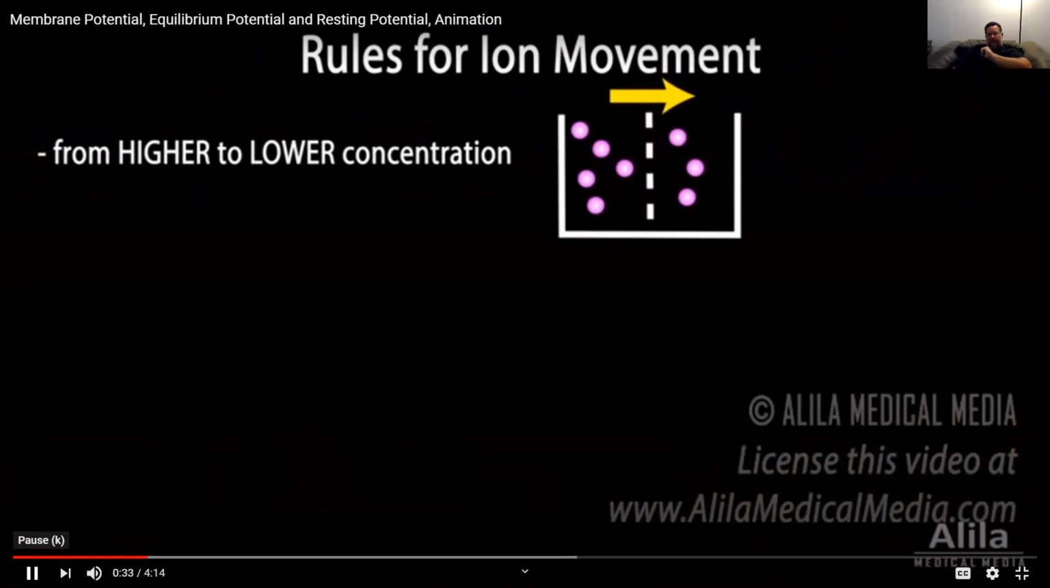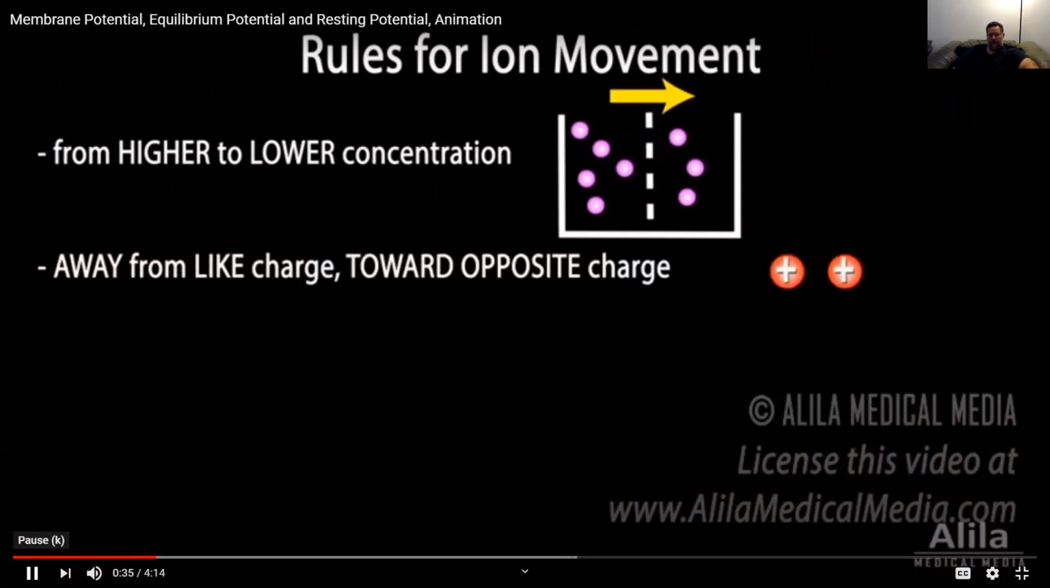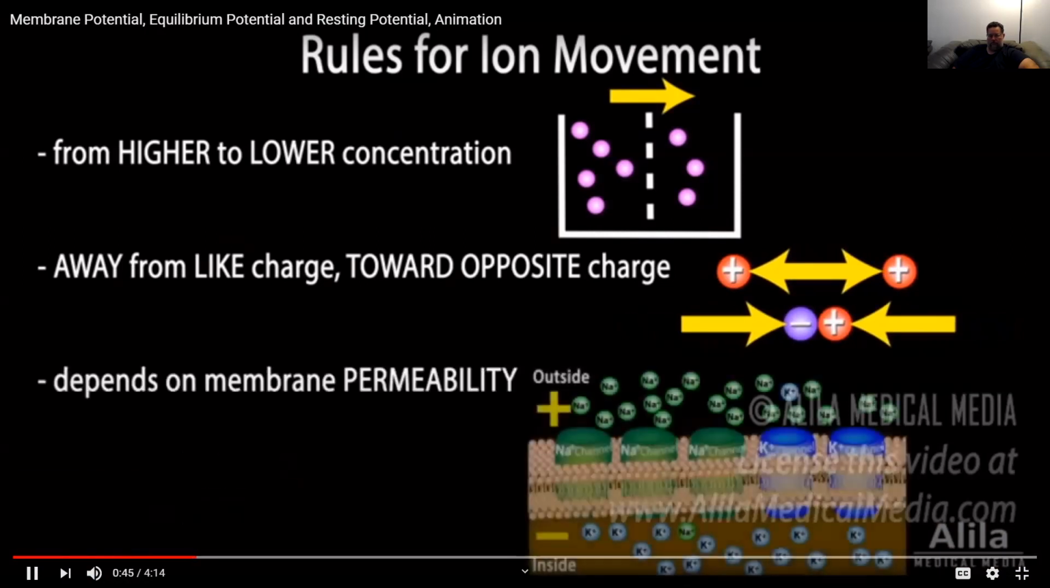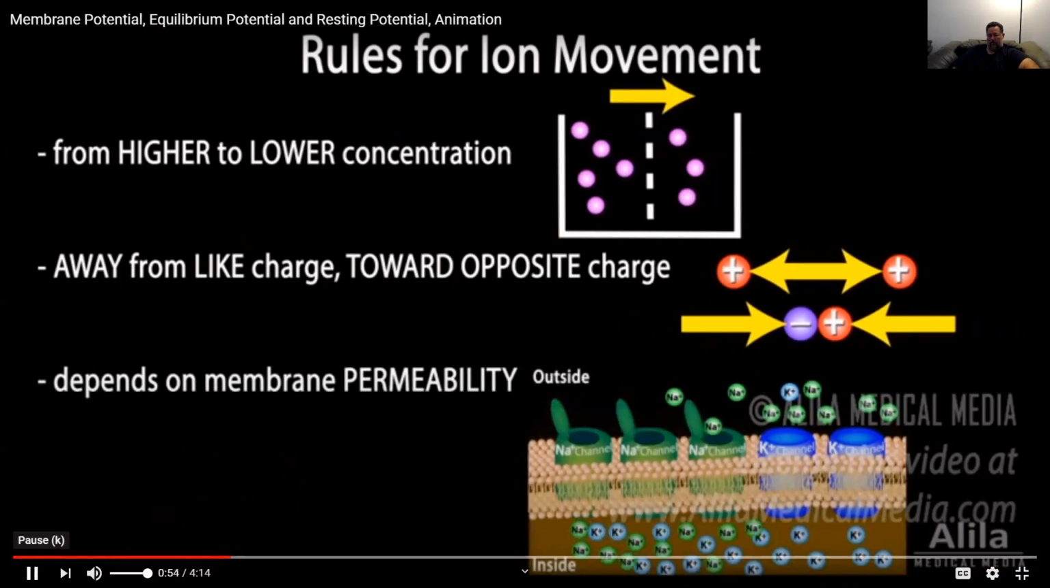Being charge-bearing particles, ions also move away from like charges. So obviously positive repels positive, and negative attracts positive, so ions move toward opposite charges. In the case of the cell membrane, there is a third factor that controls ion movement: the permeability of the membrane to different ions. Permeability is achieved by opening or closing passageways for specific ions, called ion channels.